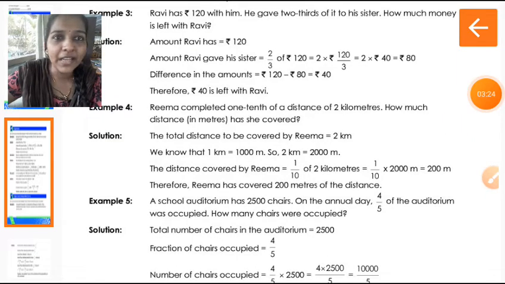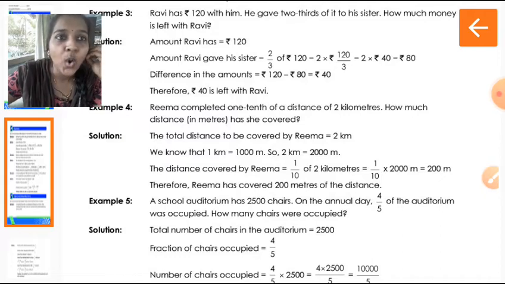Children, now let's move to the next example question. Reema completed 1/10 of a distance of 2 kilometers. How much distance in meters has she covered? So read that once again. Reema completed 1/10 of a distance of 2 kilometers. How much distance has she covered?